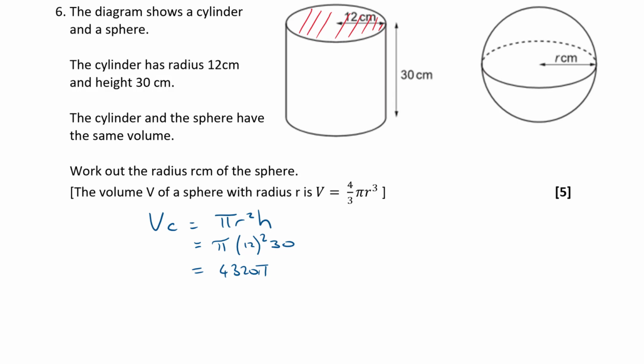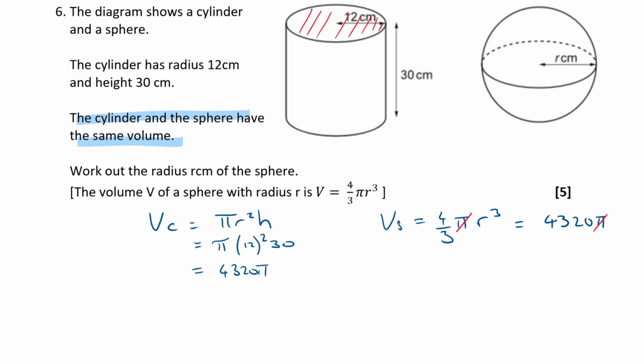Now I'm told that these 2 things have the same volume. Okay, so that's going to also be the volume of the sphere, which we're told is 4/3 pi r cubed, and I now know that that should be equal to 4320 pi. Okay, so like I said earlier, I left the pi in because look, that one is just going to cancel with that one and just leave us a few nice numbers then to work out the radius.